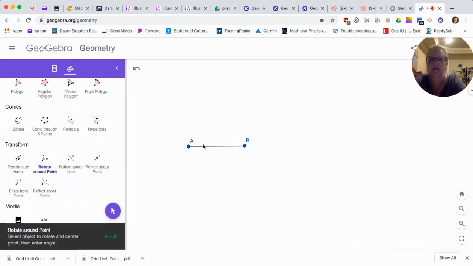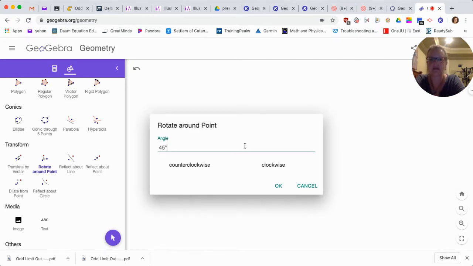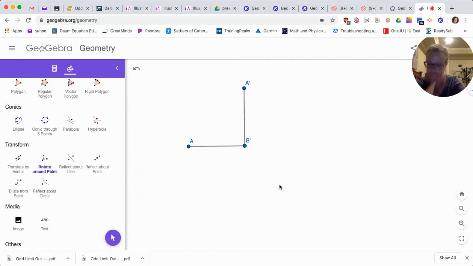Transform, rotate. So I am rotating segment AB around center B. It says 90 degrees. I don't know why we're going 90 degrees, but that's okay. 90 degrees clockwise. All right, and there we are.